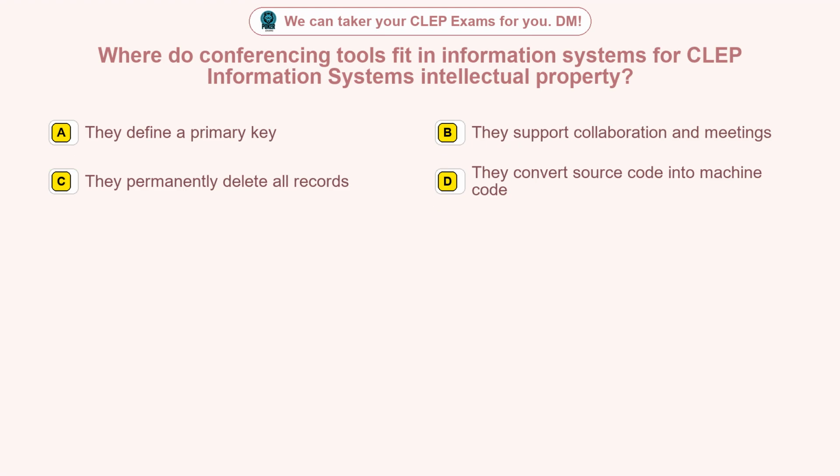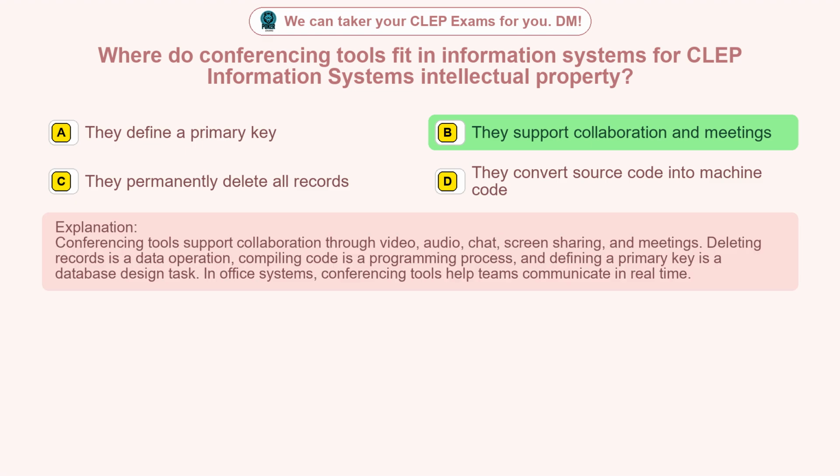Question 5. Where do conferencing tools fit in information systems for CLEP Information Systems intellectual property? Option A. They define a primary key. Option B. They support collaboration and meetings. Option C. They permanently delete all records. Option D. They convert source code into machine code. The correct answer is option B. They support collaboration and meetings.